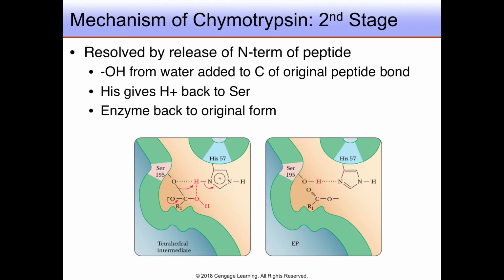As the hydroxyl group from water is added to the carbonyl carbon, it breaks its bond with the serine residue. Histidine then donates the proton it received from water back to the serine residue. The enzyme has now returned to its original form. As you can see from this example, enzyme catalysis can often include multiple steps, making the speed of these enzymes even more remarkable.